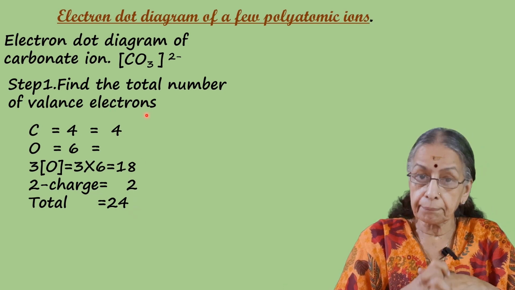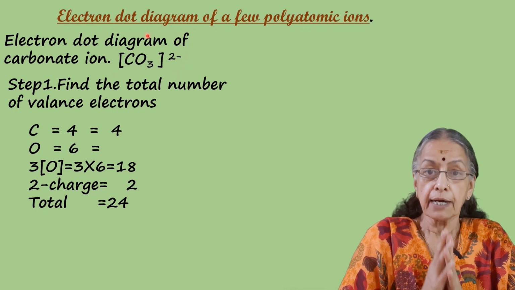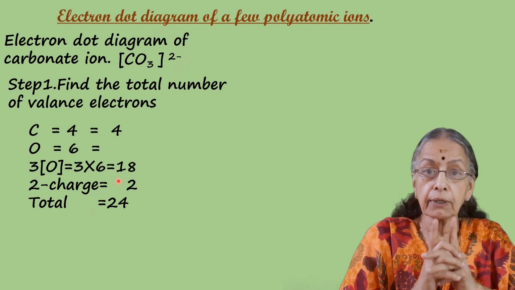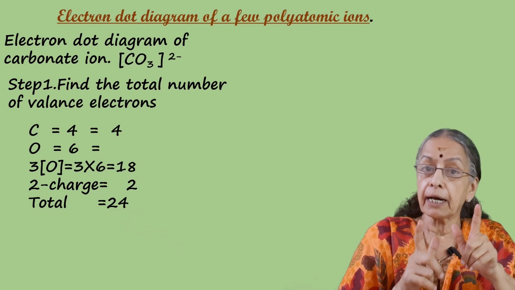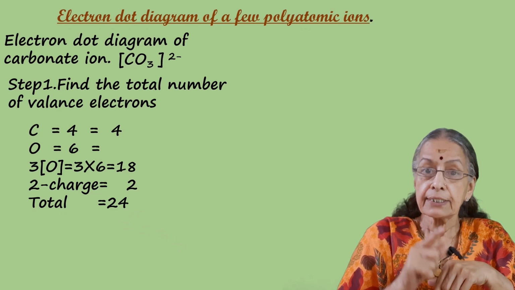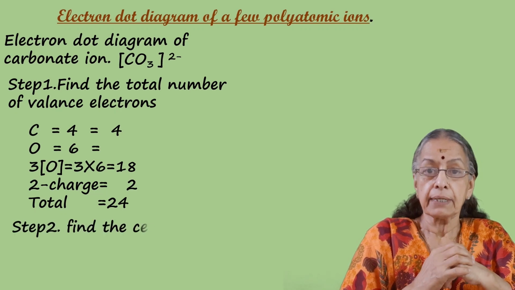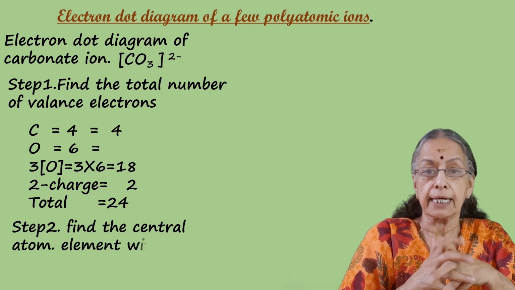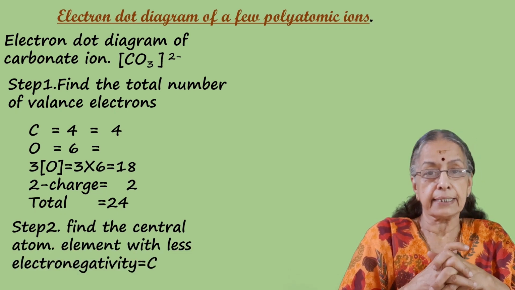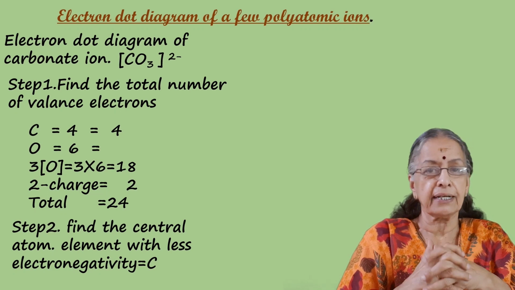So, when we depict the electron dot diagram of carbonate ion, we have to show 24 electrons. What is the next thing that we have to decide? We have to decide which is the central atom. What is the procedure? The central atom is that atom which has least electronegativity. Here, carbon has least electronegativity. So, carbon is the central atom.